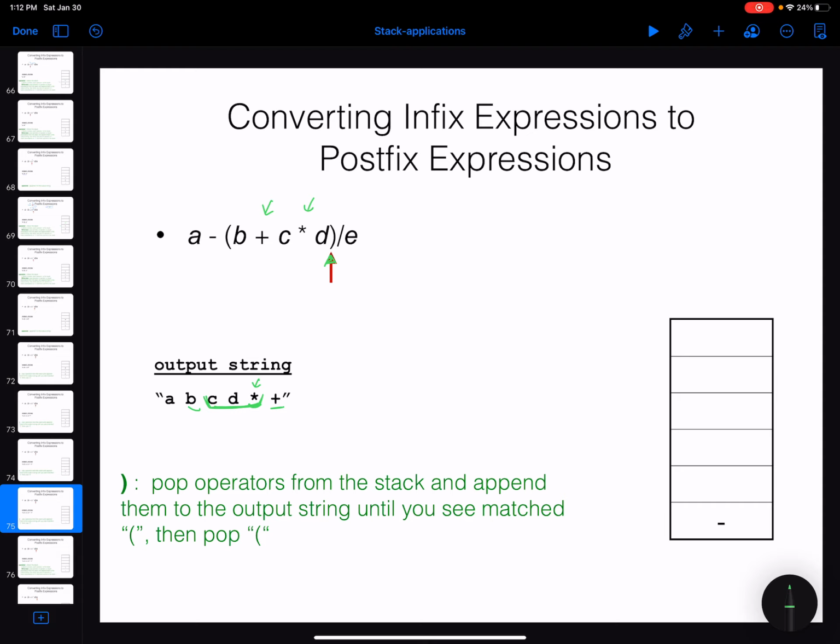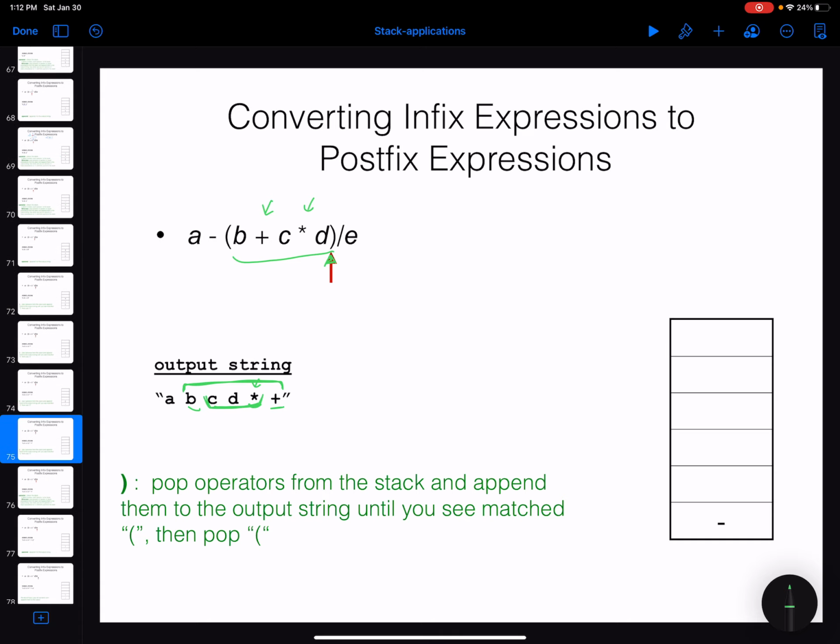Okay, and the whole content of the parentheses has been dumped here in a sequential way, in a consecutive way, so everything is put together here. So let's see what is the next token.